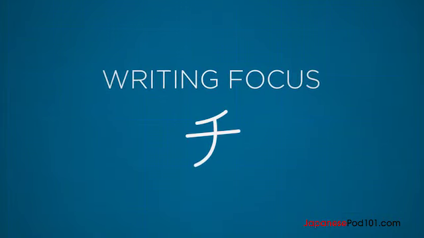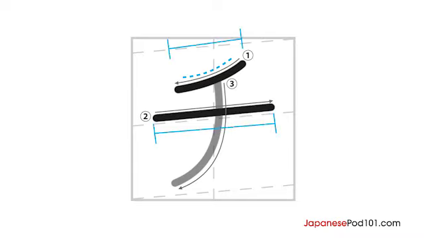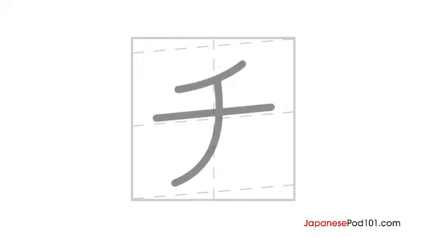Katakana chi is written in 3 strokes. The first stroke is a shallow curve that goes from the top right down to the left. The second stroke is a long horizontal stroke. It's longer than the first stroke on both sides. The third stroke starts from the middle of the first stroke, cuts through the second stroke, and curves down to the left. Okay, let's see it again.